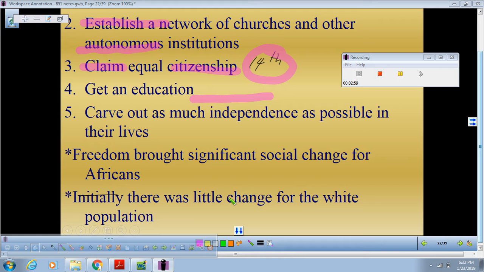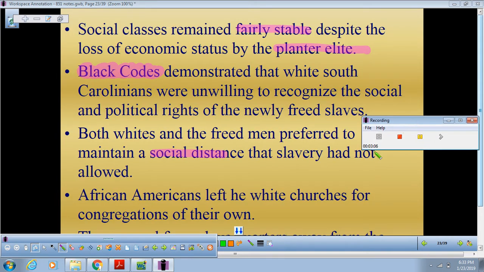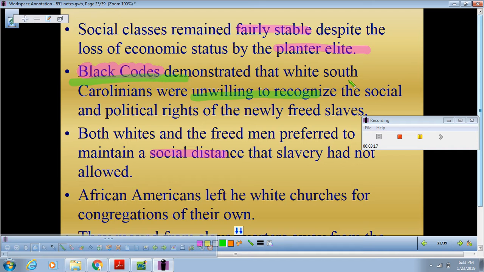And initially, there was little change for the white population. We learned that a large failure of Reconstruction and a demonstration that the white South would be unwilling to recognize the social and political rights of newly freed slaves was the passage of the Black Codes, which were designed to return the freedmen to the plantations and in a state like slavery. The social classes, as we learned, remained fairly stable, with the planter elite who owned the land at the top.